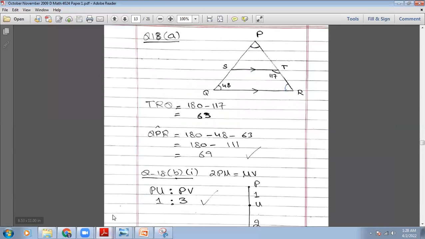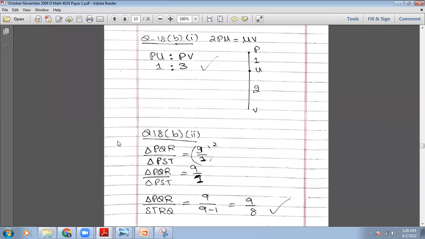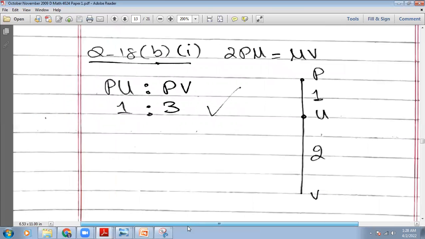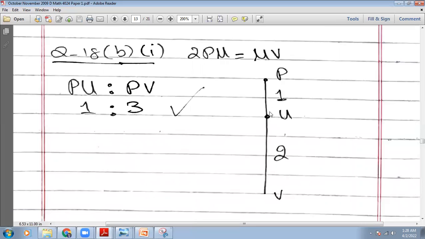Let me show. So it is given that the PU is 1 and the UV is 2. So the ratio PU to PV will be 1:3. I hope you can understand this diagram. I have drawn that diagram. PU was 1 and the UV was 2 times PU. So this total thing will become 3 in the ratio. So PU is 1 and the PV will be 3.